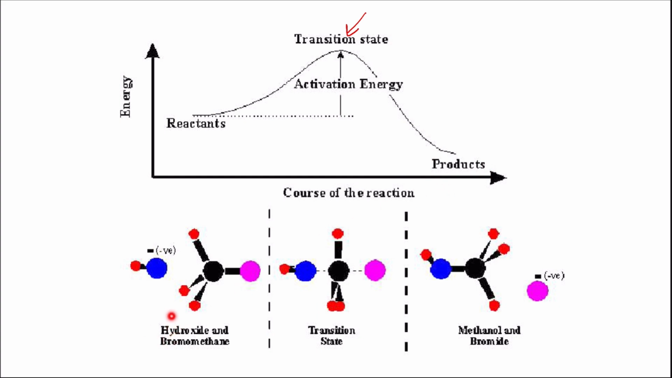So, let's say we have hydroxide and bromoethane. So, when it collide with one another, this is what we call as transition state, whether it can revert back to reactant or produce the product. But in this case, because it has enough energy to overcome the barrier, that's why the product can be formed.